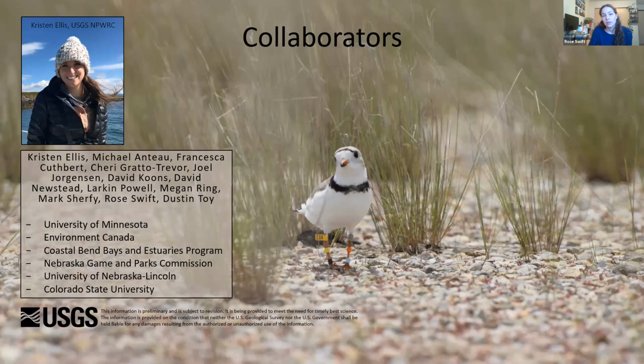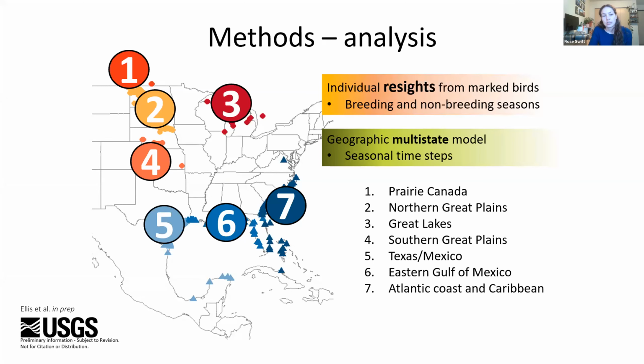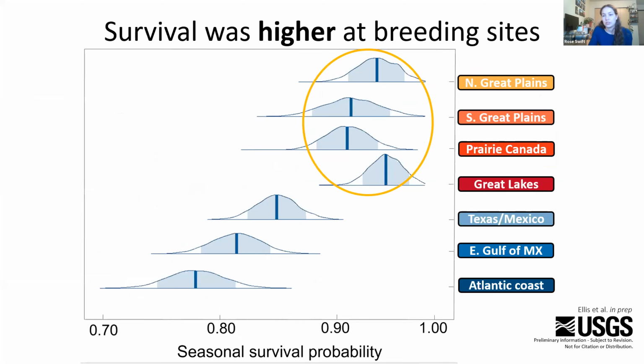This work was really spearheaded by my colleague here at Northern Prairie, Kristen Ellis, but was also a large collaborative effort of individuals and institutions that gave us data in order to look at a longer time span and across the entire Great Plains and Great Lakes populations of piping plovers. We were interested in simultaneously estimating migratory connectivity as well as seasonal survival and the drivers behind that. So we used a geographic multi-state model with seasonal time steps and observations of those individuals throughout the year. We found that survival was high during the breeding season compared to the rest of the year. Those three estimates below encompass both migration periods as well as the non-breeding season.